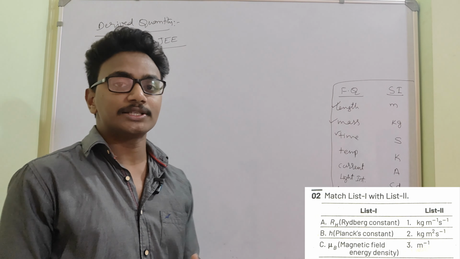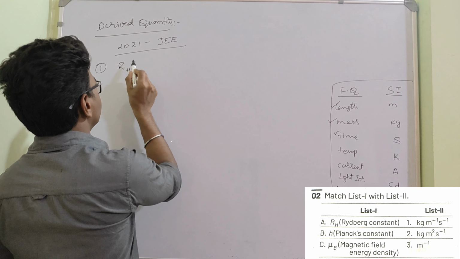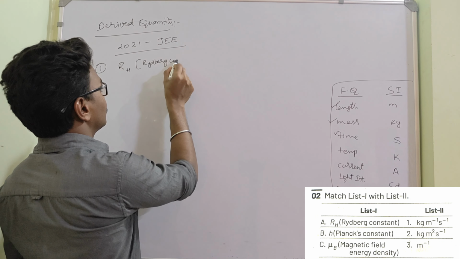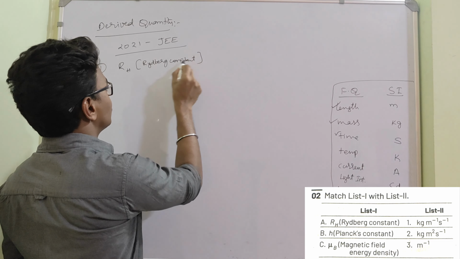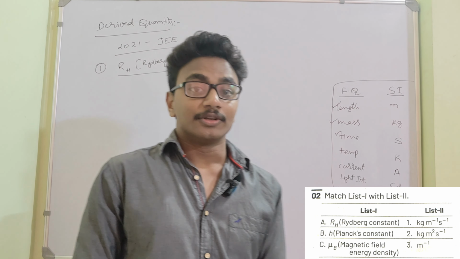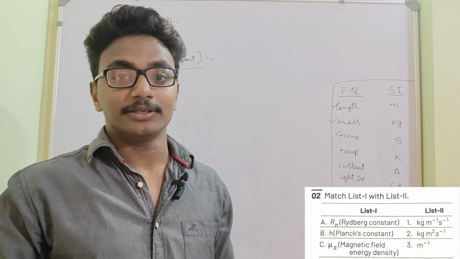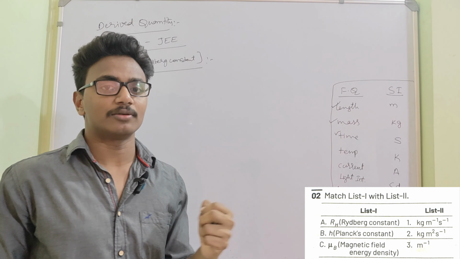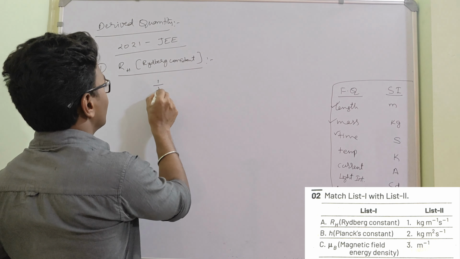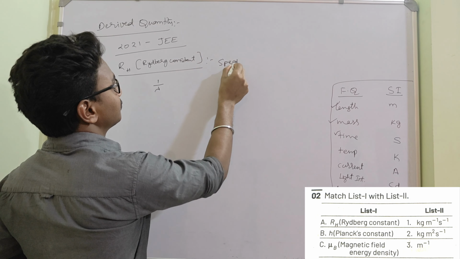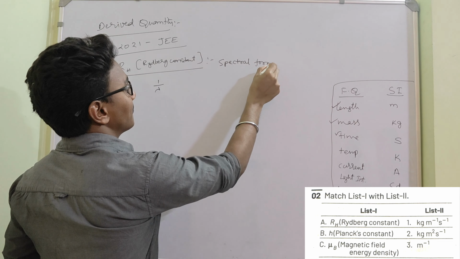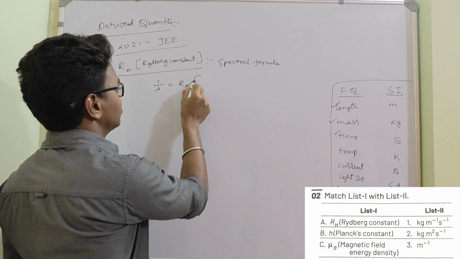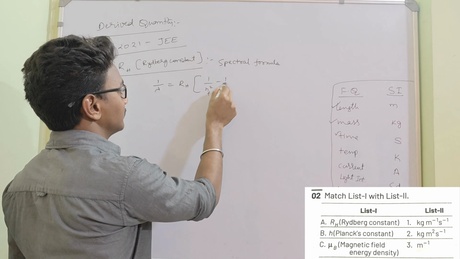We need to derive units for Rydberg constant RH. If you want to derive units for Rydberg constant, we must know the formula in which it is included. In which formula is Rydberg constant included? In the spectral formula, that is 1 by lambda equals RH (1 by nf square minus 1 by ni square).